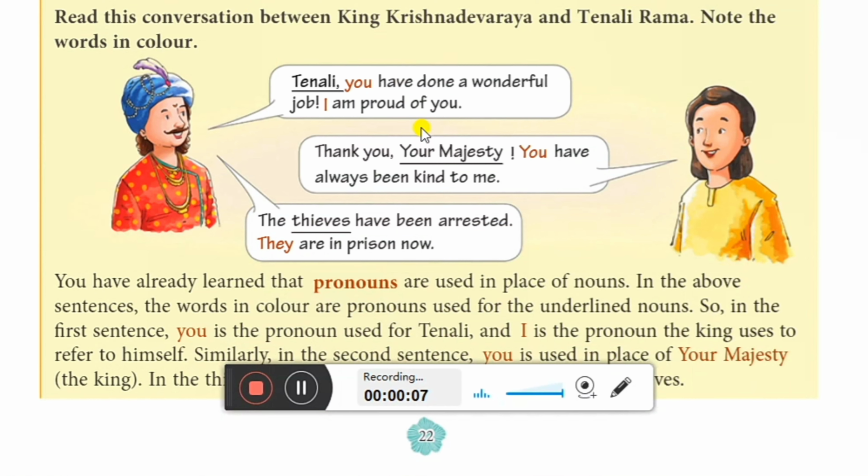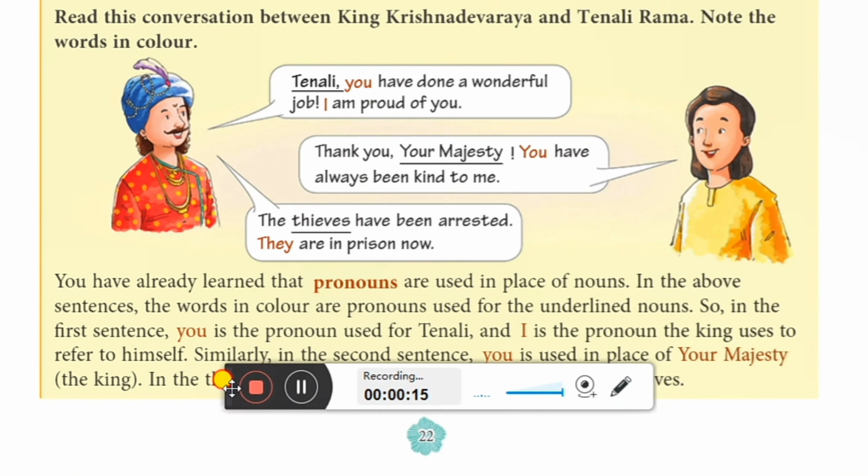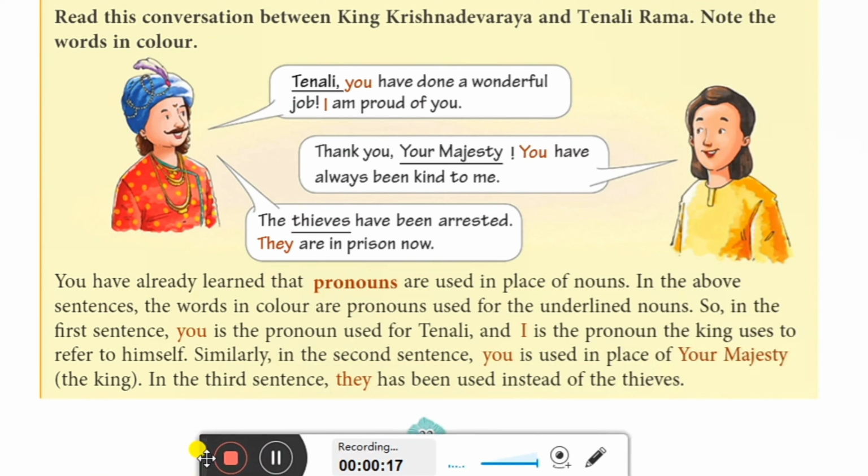Today we'll discuss the back exercise. We are here on page number 22, and in the grammar section we'll be discussing the topic of pronouns today. So I hope you all have your book. Read this conversation between King Krishnadeva Arya and Tenali Rama. Note the words in color. Let's see what they are talking about.